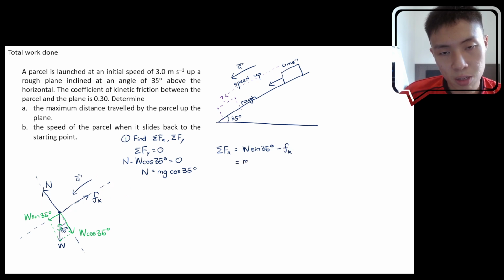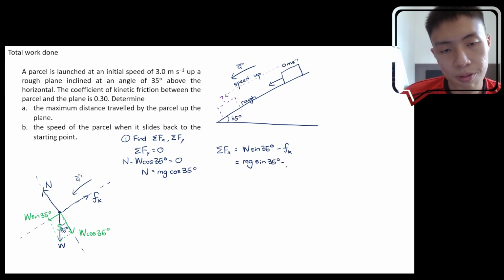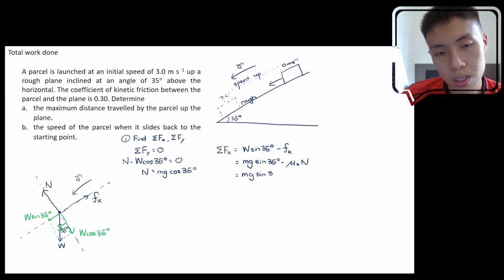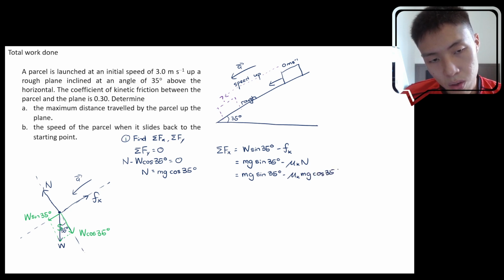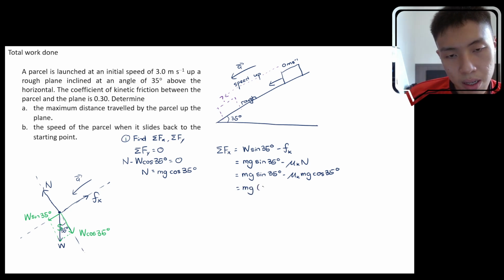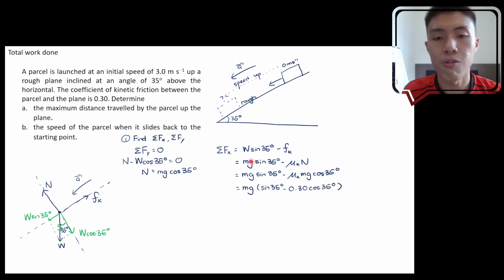Now we know this, we expand weight to become mg sine 35. We expand the kinetic friction to be mu k n, and we can continue to substitute the n here to be replaced by mg cos 35. So this one will be mu k mg cos 35. Once again, we can factorize out the mg because they are common unknown. Now you have sine 35 minus mu k, we can substitute 0.30 cos 35. So this will be the new expression for sum of fx.